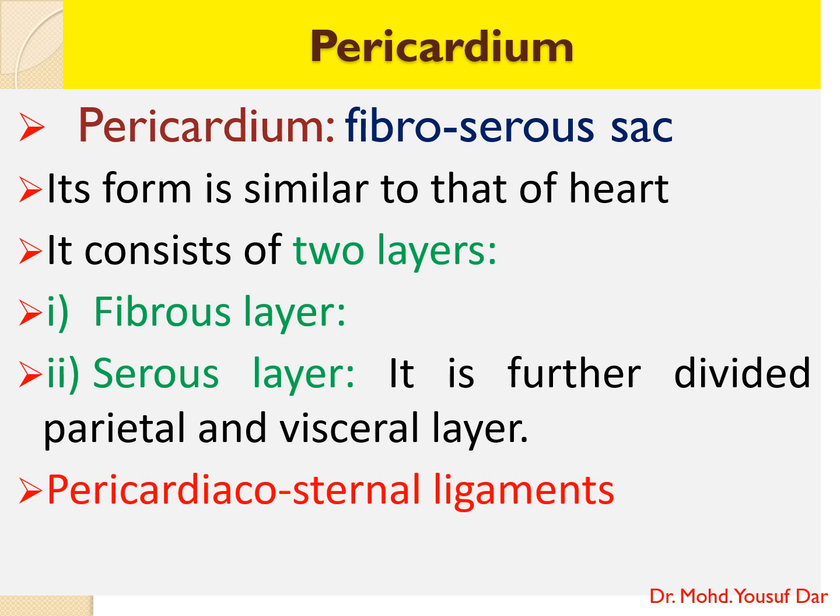Now coming to the pericardium. The pericardium is a fibroserous sac that completely encloses the heart and the blood vessels that enter and leave the heart. Its form is similar to that of the heart and it consists of two layers: the fibrous layer and the serous layer. The fibrous layer is the outermost layer, and the inner layer is the serous layer, which is further divided into parietal and visceral layers. Between the parietal and the visceral layer, there is a capillary space known as the pericardial cavity, which is filled with a serous fluid known as liquor pericardii.